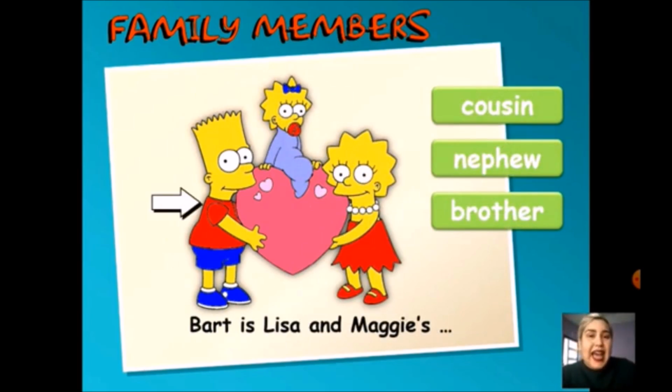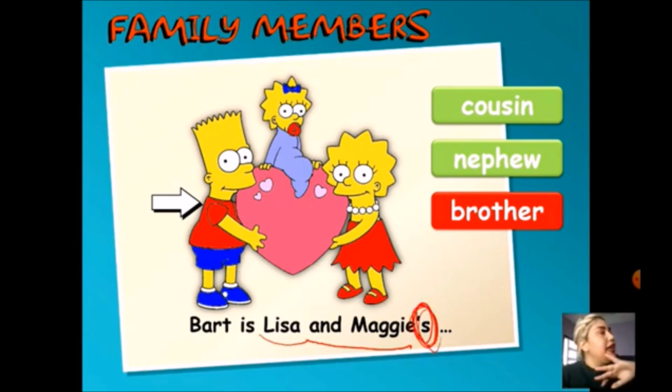Bart is Lisa and Maggie's. Remember the apostrophe S. Bart is Lisa and Maggie's. And we have three options. Cousin, nephew, brother. Brother, right? Yes, Bart is Lisa and Maggie's brother. Okay? Check. In this case, we have Lisa and Maggie. And the apostrophe S is only in the last name. Okay? Only in the last name. Very good. Let's continue.